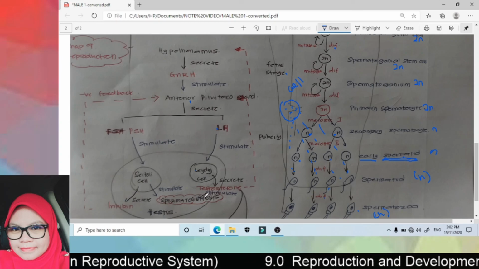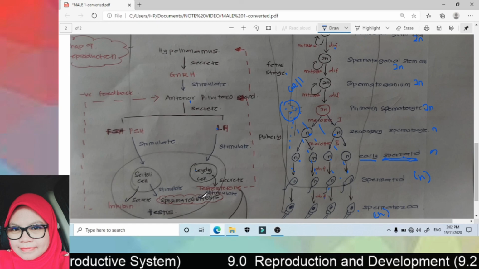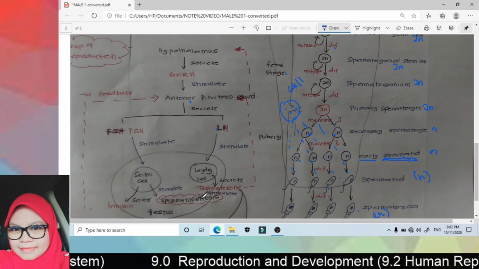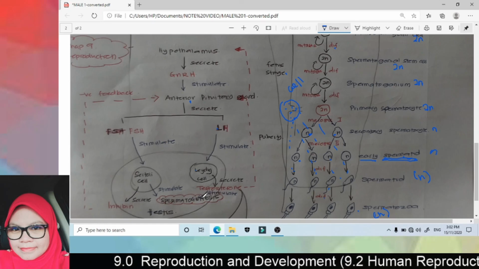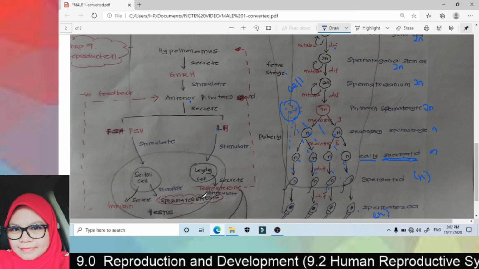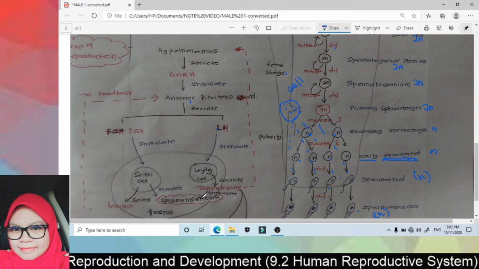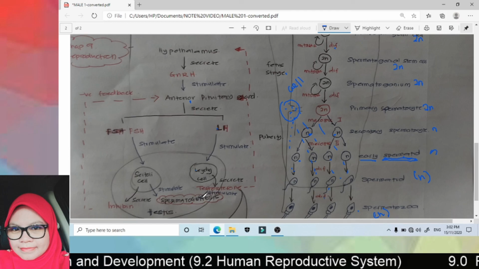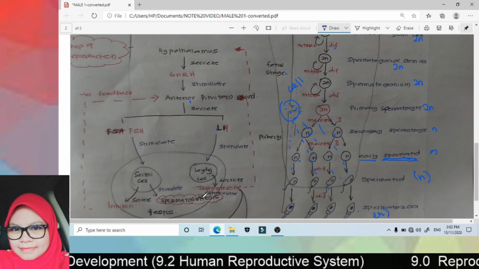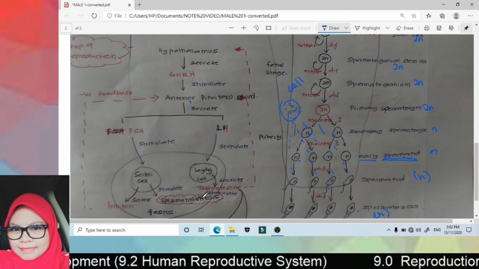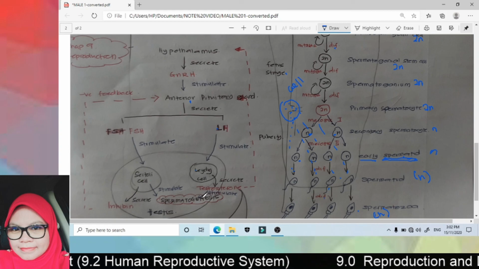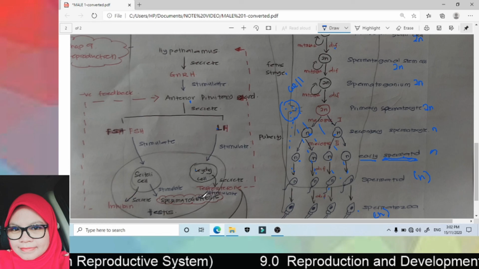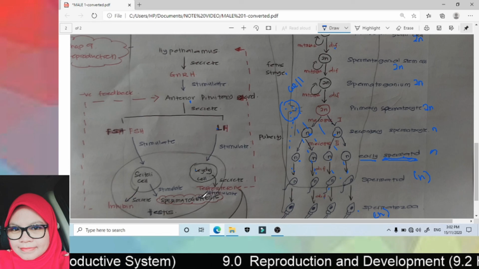Alright, so settle about the role of hormone in male. So if question asks you, what is the function of GnRH? Okay, the function is to stimulate anterior pituitary gland. What is the function of FSH? To stimulate Sertoli cell to nourish the sperm. What is function of LH? To stimulate Leydig cell to secrete testosterone. What is the function of testosterone?